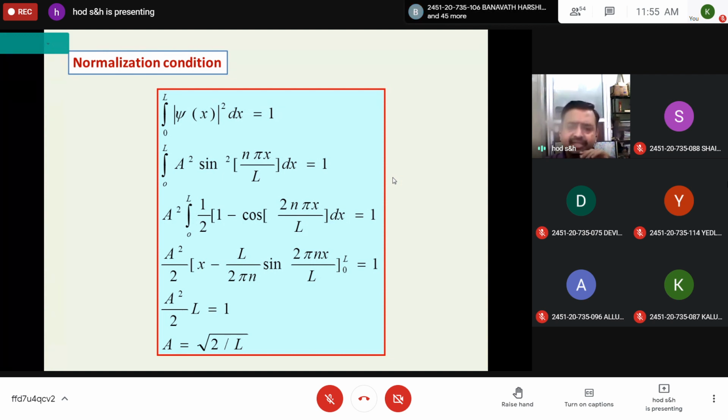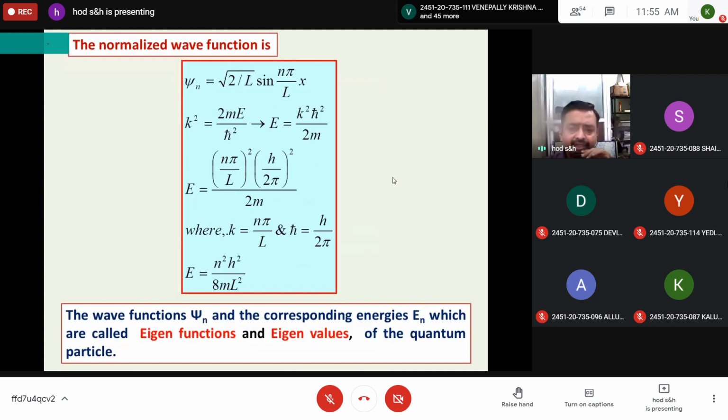So instead of ψ(x), you can substitute A sin(nπx/L), and by simplifying this, using properties of this integration, and by using limits, finally you can get A is equal to √(2/L). Therefore, the wave function can be written as √(2/L) sin(nπx/L).